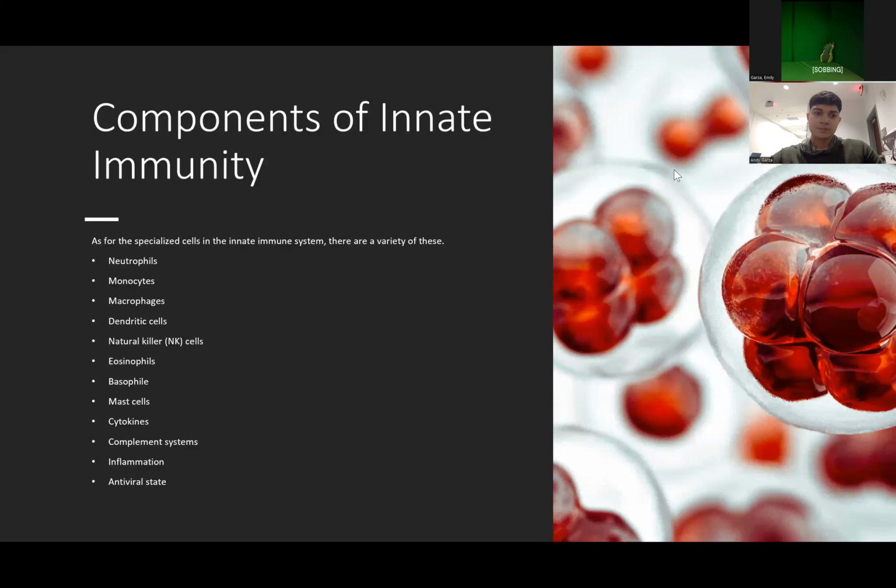For the components of the innate immunity, these are pretty much specialized cells in the innate immune system, and there is a good variety of these, such as neutrophils, monocytes, macrophages, dendritic cells, natural killer or NK cells, eosinophils, basophils, mast cells, cytokines, the complement system, and then inflammation and the antiviral state. However, from the cytokines and down, those aren't cells; they're more like specialized accessories for the innate immune system that help with defense.